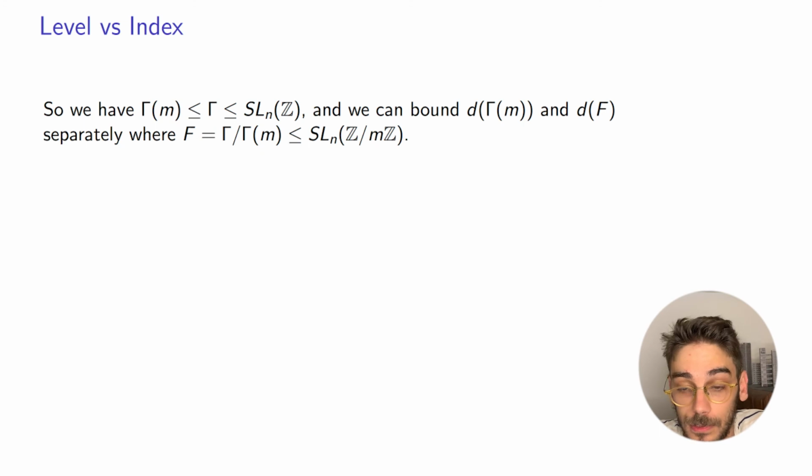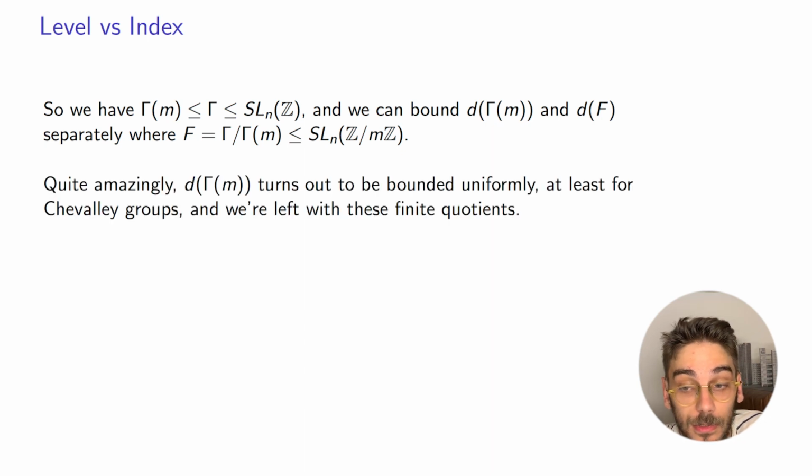So we are in the following situation. We have this gamma which sits between SL_n(Z) and the principal congruence subgroup gamma_M, and now we can bound the rank of gamma_M and the rank of the quotient, which is a subgroup of SL_n(Z/MZ), separately. So the first part, we get that d(gamma_M) turns out to be bounded uniformly, at least for Chevalley groups. This is because of the structure of SL_n(Z_p) as a p-adic analytic group.